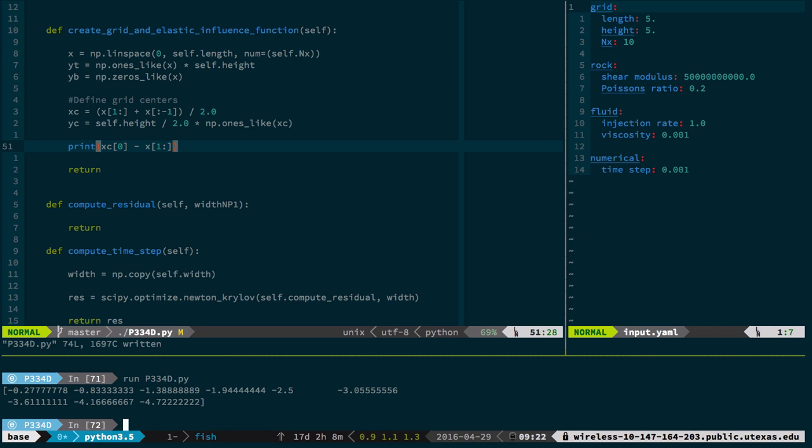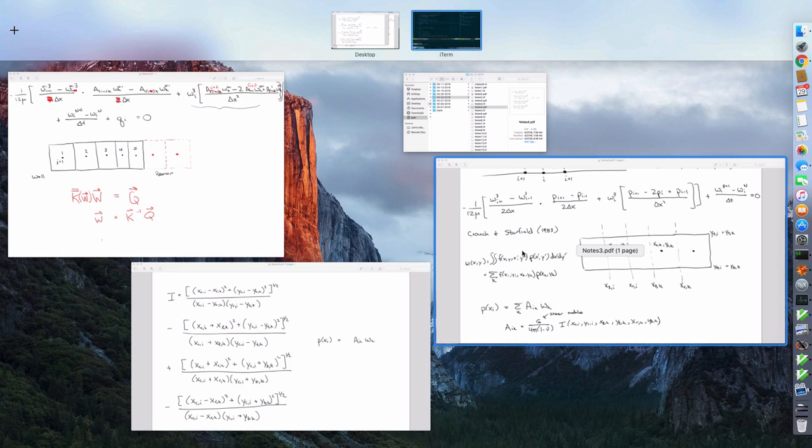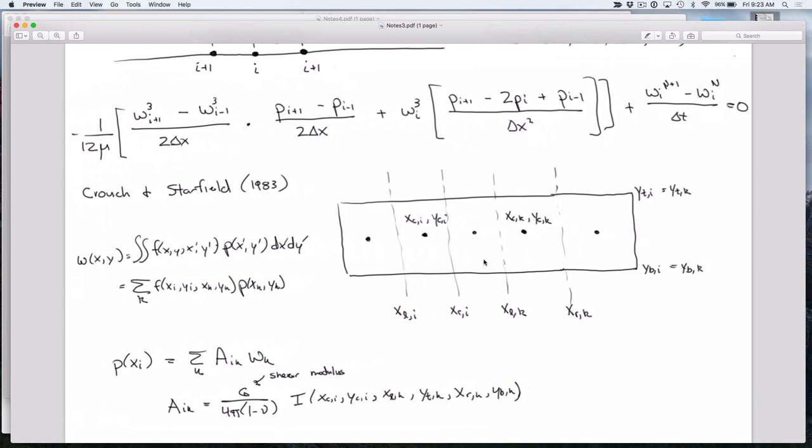So I just printed that. Remember, let's take a smaller number of grid blocks so that there are not so many numbers to look at. I'm just going to go down to 5, so there'll be 4 grid blocks. All I did was take the center of the first one and subtract the right-hand side. Python NumPy is smart enough to let you do that.